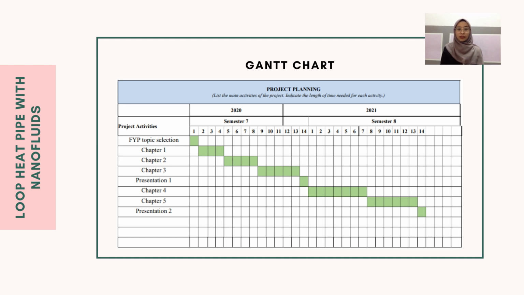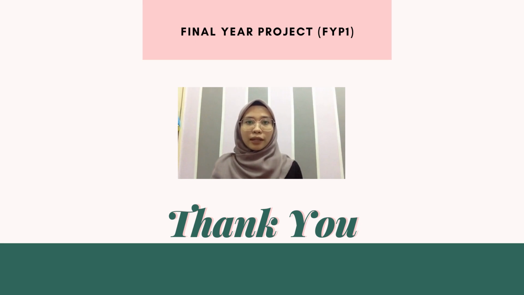So this is the Gantt chart for semester 7 and semester 8 for the final year project. Last but not least, the final year project will focus on modeling and simulation of the loop heat pipe in terms of heat transfer performance of nanofluid by using CFD commercial software. The parts of the loop heat pipe consist of the evaporator, condenser, and transportation lines, which are the vapor line and liquid line. The working fluids that will be used are nanofluids and pure water. Then the mathematical model of the loop heat pipe will be developed using CATIA and imported to the simulation software, which is CFD. The loop heat pipe model will be simulated to observe the thermal performance of the working fluids.